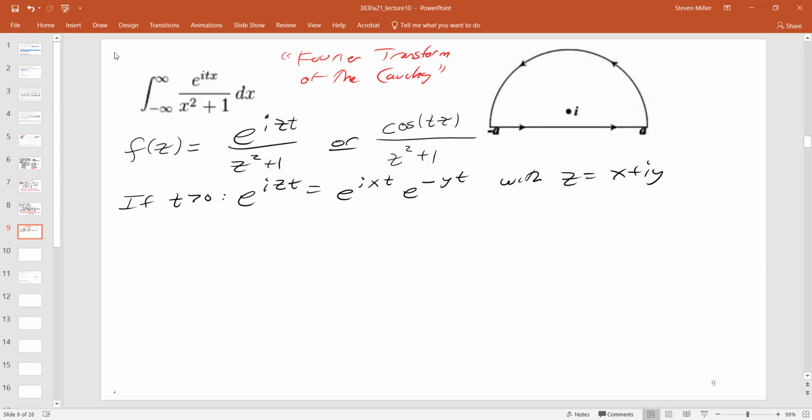Now if we look at e to the minus yt, if t is positive, as y gets larger, you have exponential decay. So as you go further and further away from the real line, you get more and more decay. So this is a good contour to use if t is greater than 0. If t was less than 0, this would be a bad choice, because things would become exponentially growing.